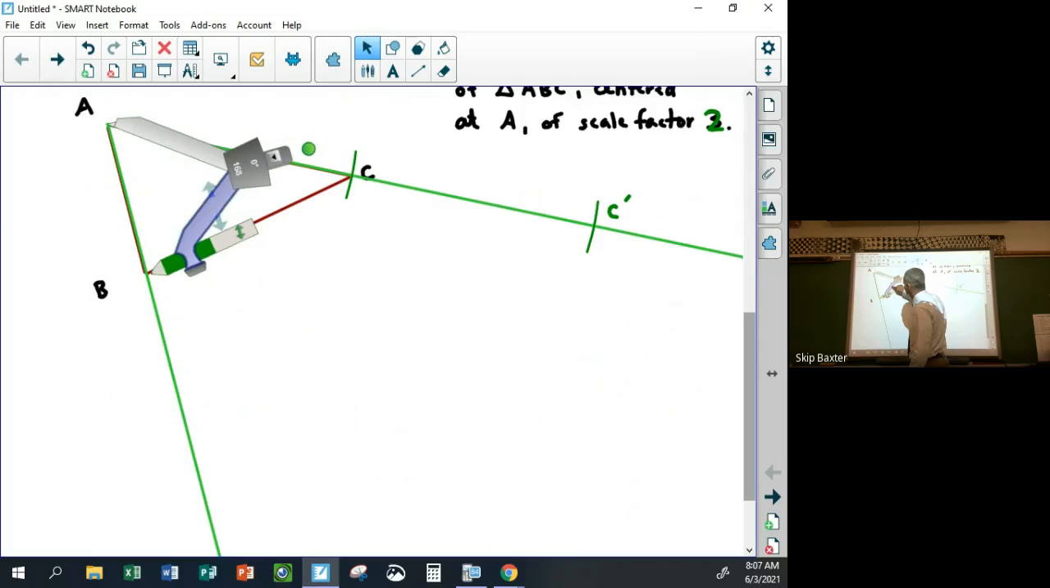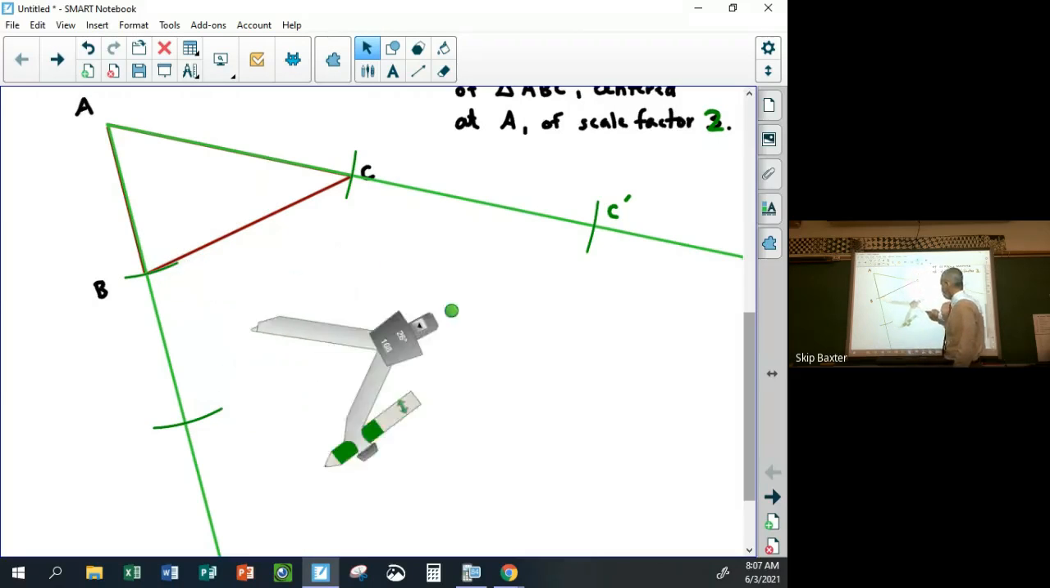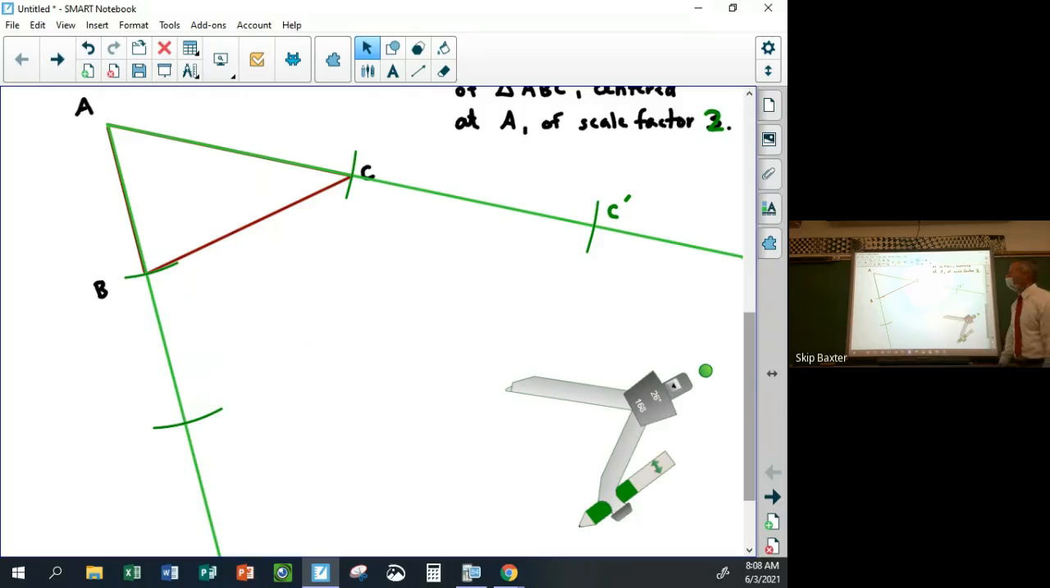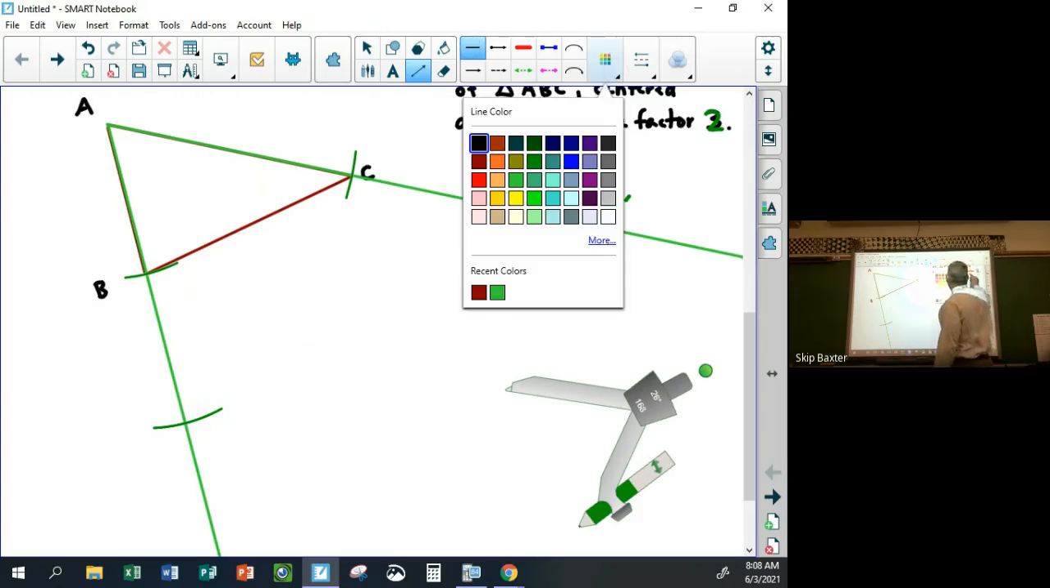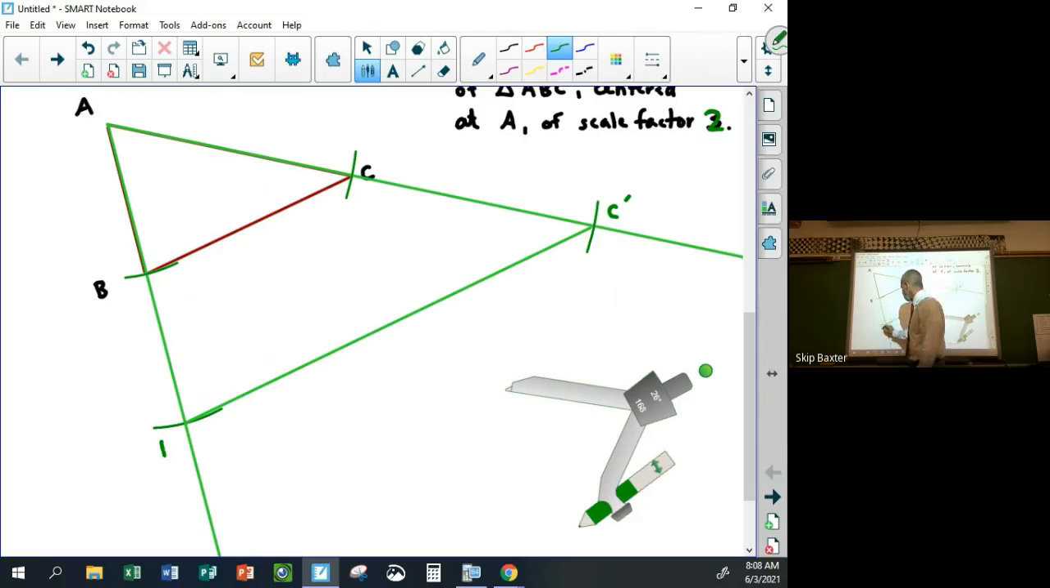Measure it, and then just move my compass down to that arc and measure it again. And then I should be able to just connect the dots, and that's it. That's the whole construction. So it's just going to go here to here. This is the point B prime, and that's the completed construction.